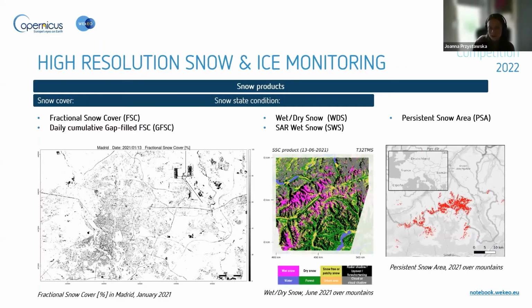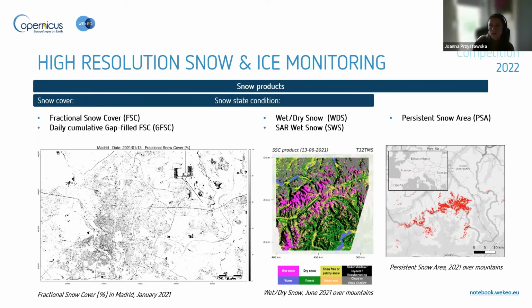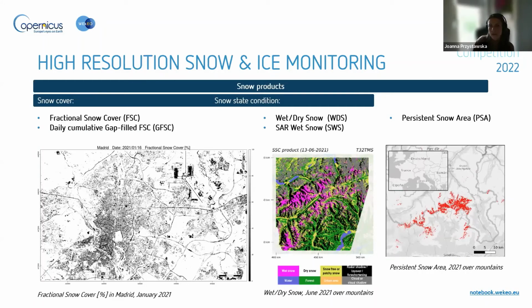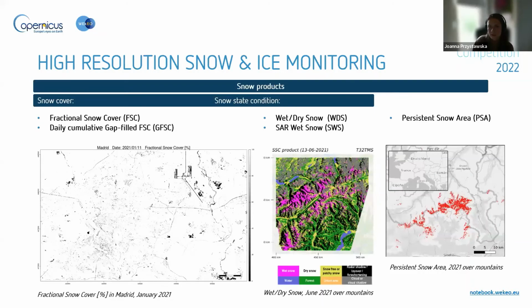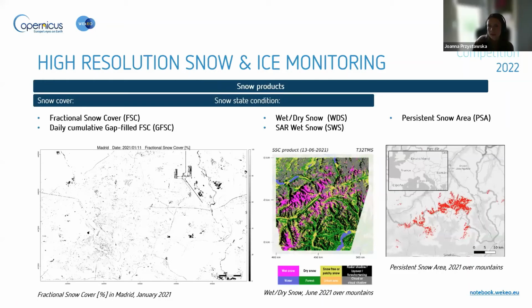This one is produced on a yearly basis and provides the extent of persistent snow cover. So the area where the snow is present throughout the whole year. And here you can actually see persistent snow area for year 2021 over the mountains in the region between Italy, Austria and Switzerland. Next slide, please.